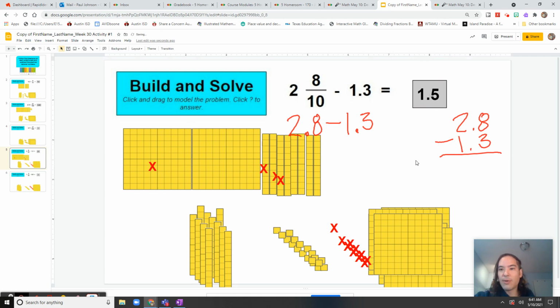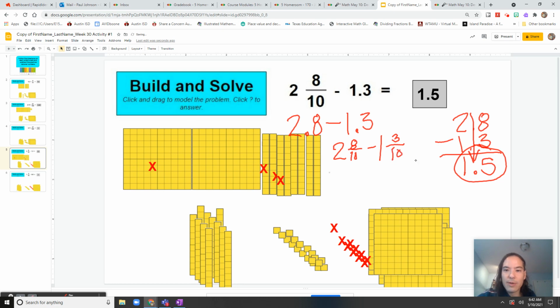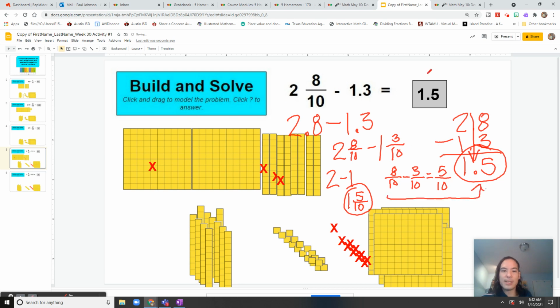Check our work using the algorithm over here. We have 8 minus 3 equals 5. 2 minus 1 equals 1. Drop that decimal point like it's hot. There's 1 and 5/10, right? And if we did this as 2 and 8/10 minus 1 and 3/10, we could have done 2 minus 1, and 8/10 minus 3/10, because 8/10 is larger than 3/10. So 2 minus 1 is 1, and 8/10 minus 3/10 is 5/10. So when we squish it back together, we have 1 and 5/10 as the fraction, or 1.5 as the decimal. Either works.